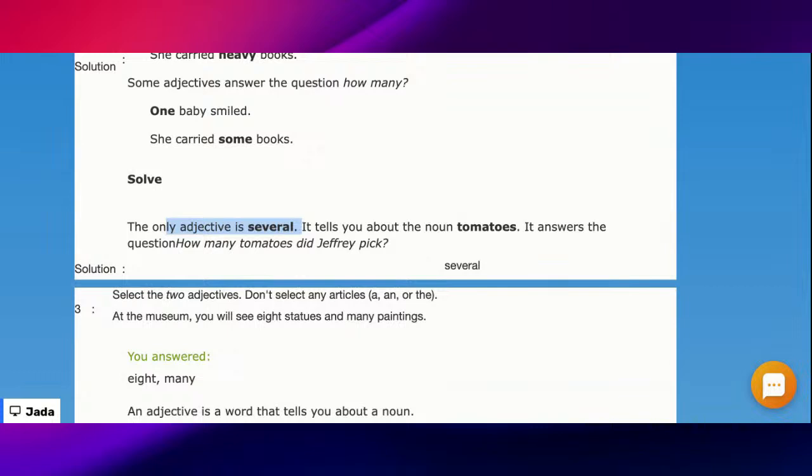So the only adjective is several. It tells you about the noun tomatoes. It answers the question, how many tomatoes did Jeffrey pick? So this is it.